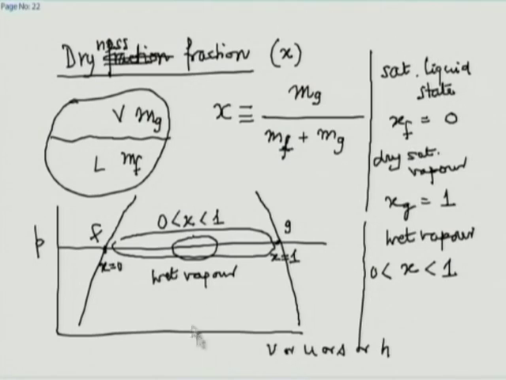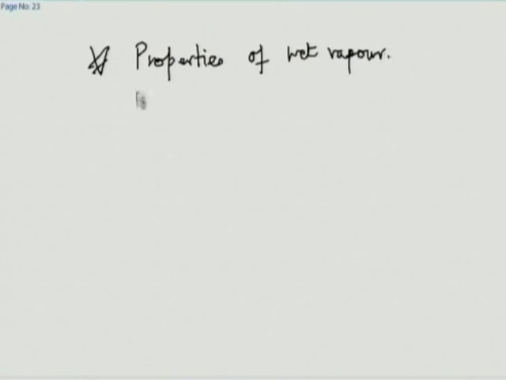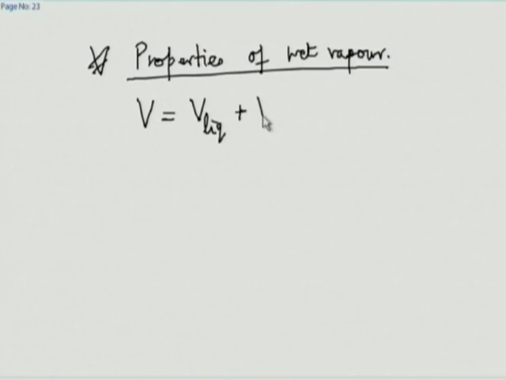Now, in terms of x, it is not difficult to determine other properties, and it will be very clear. Now, suppose we want to determine the volume. Let me put the title as Properties of Wet Vapor. Now, we know volume is an extensive property. So, if a system contains a liquid and vapor, the total volume of the system will be made up of the liquid volume and the vapor volume.